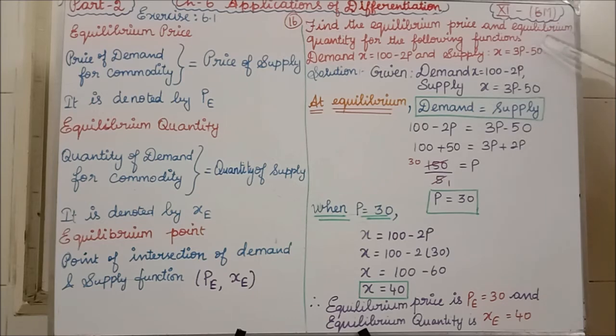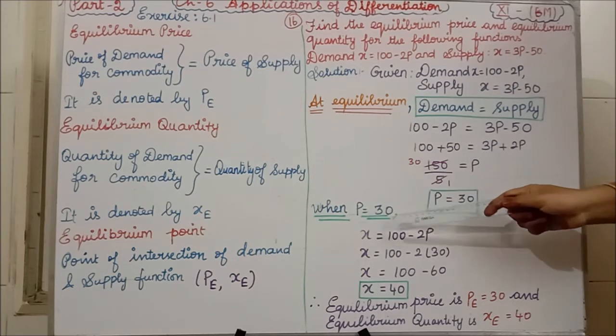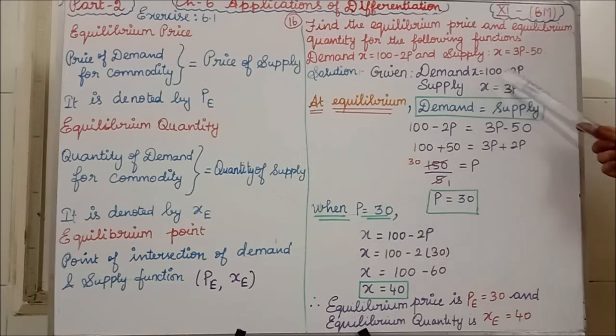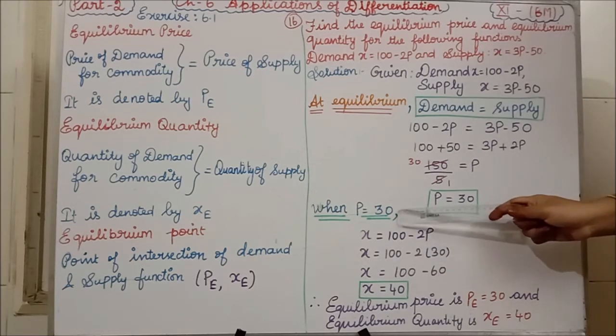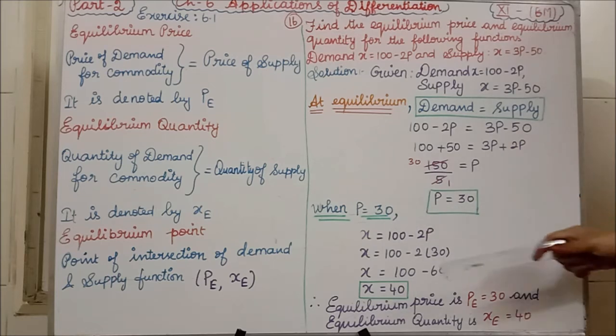Next, what do we have to find? The equilibrium quantity. If we substitute in either one of the functions, we will get the equilibrium quantity. So I am substituting in the demand. When p equals 30, x equals 100 minus 2p. 100 minus 2 into 30. So 100 minus 60 is 40. X equals 40. Clear?